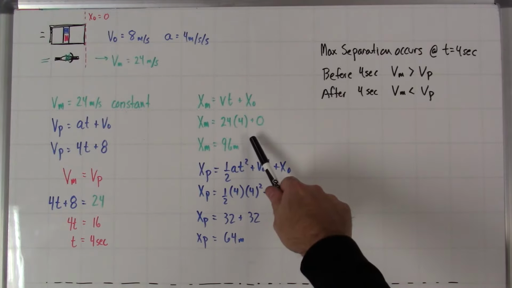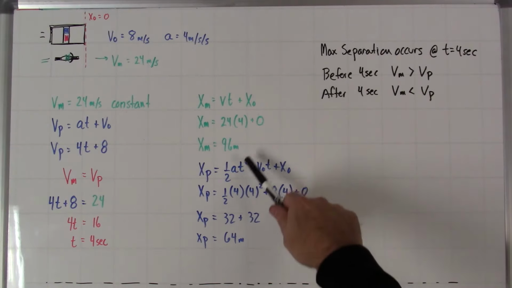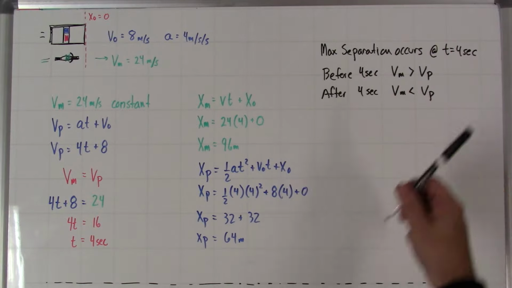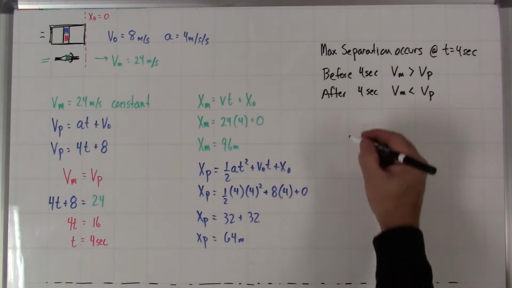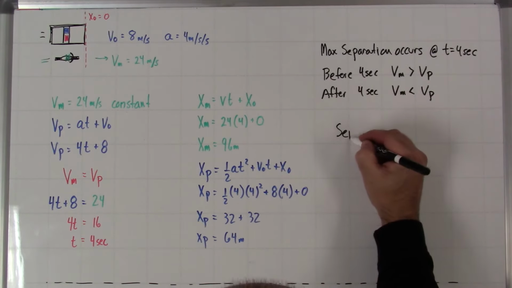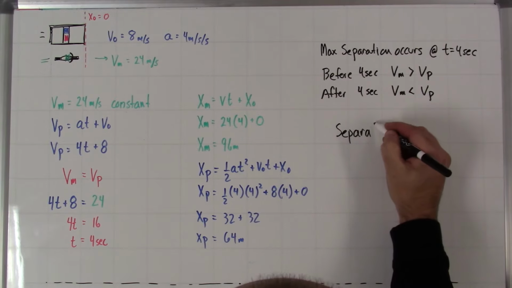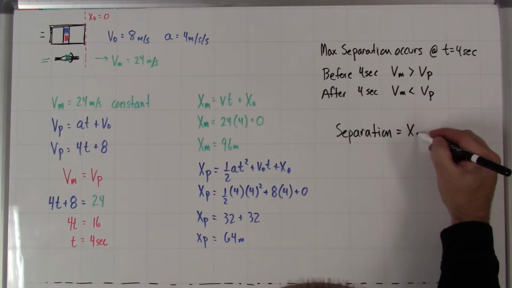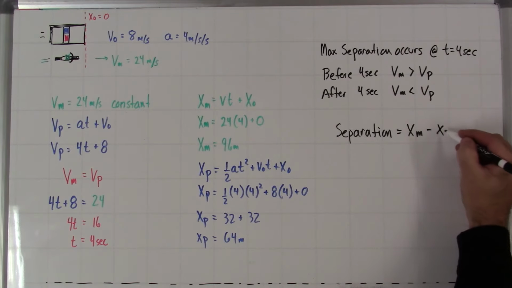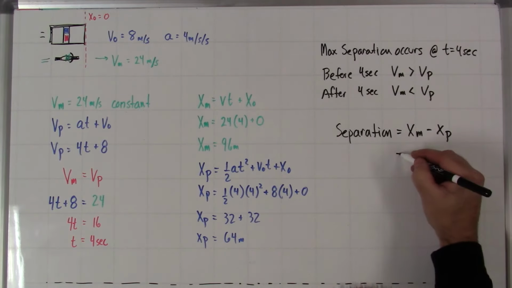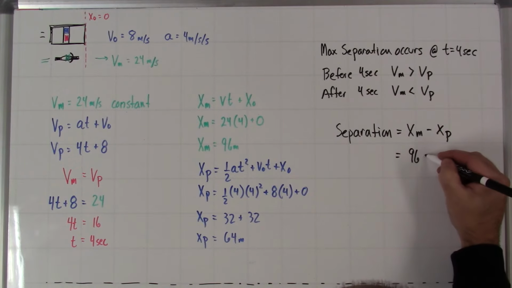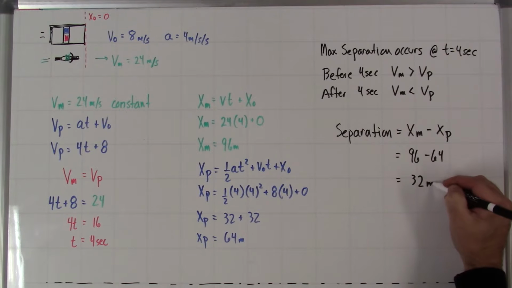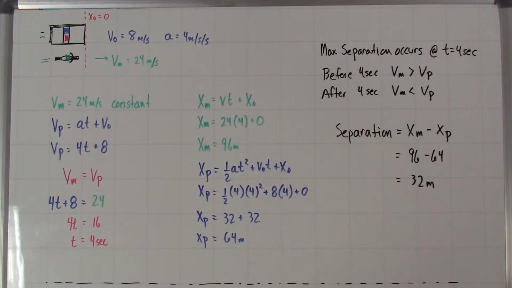What's nice, though, is that because of the previous problem, we actually have the two distances at 4 seconds, so if the maximum separation occurs at 4 seconds, we can just subtract. So the separation is equal to the position of the motorcycle minus the position of the police car. So we have 96 minus 64 equals 32 meters, and that is the maximum separation.